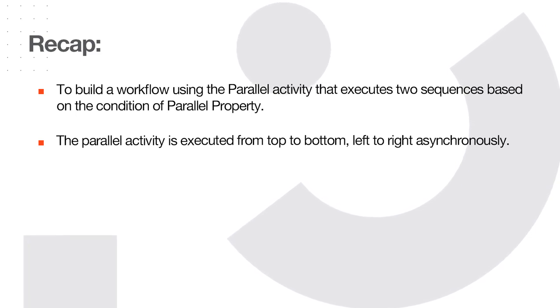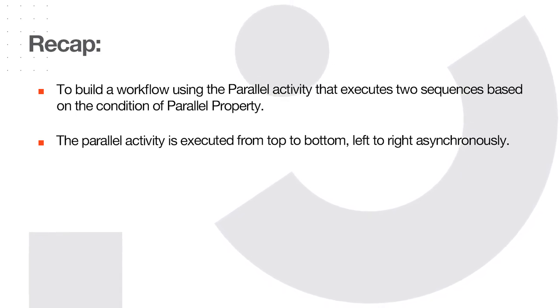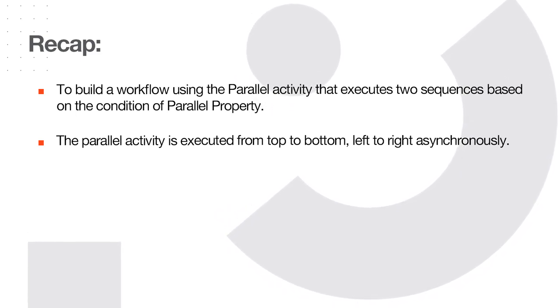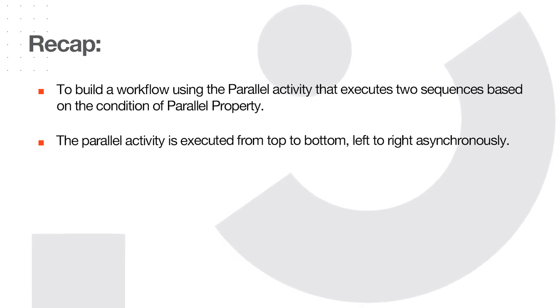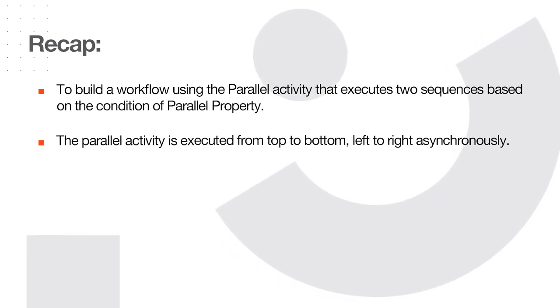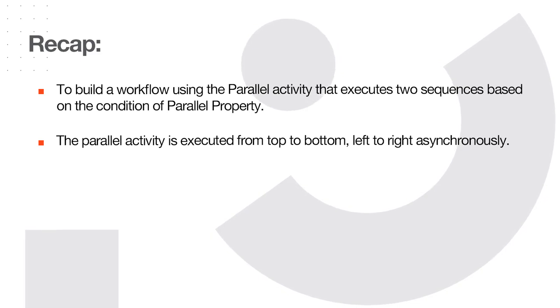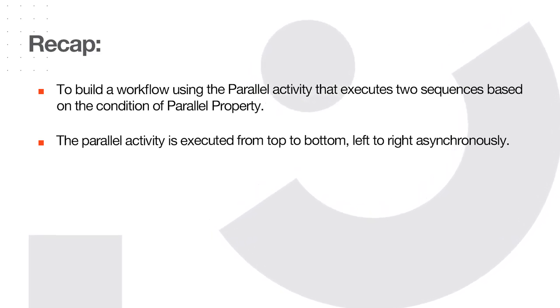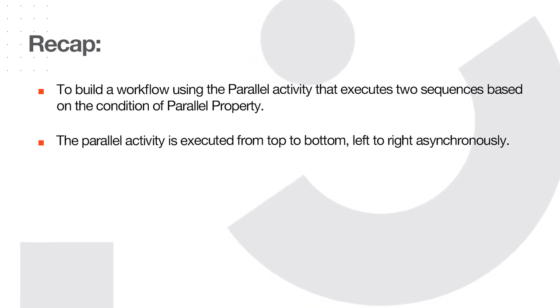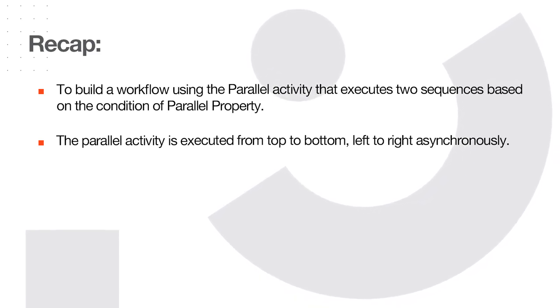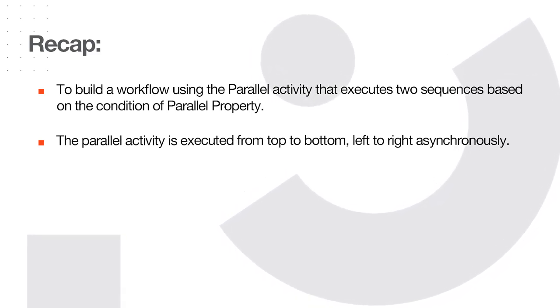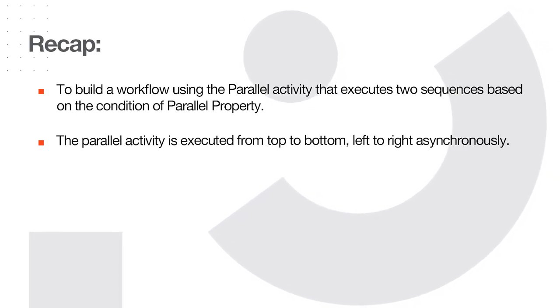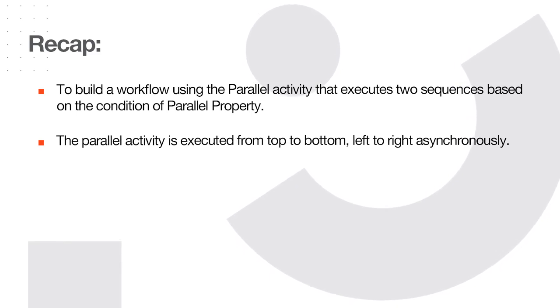If the condition is true, then it executes the first sequence with user input less than 3,000. If the condition is false, then it executes the second sequence, but only after the first sequence. The parallel activity is executed from top to bottom, left to right, asynchronously. For more practice on this topic, try to invoke workflows using the parallel activity and explore if you can make a robot do multiple things at the same time.